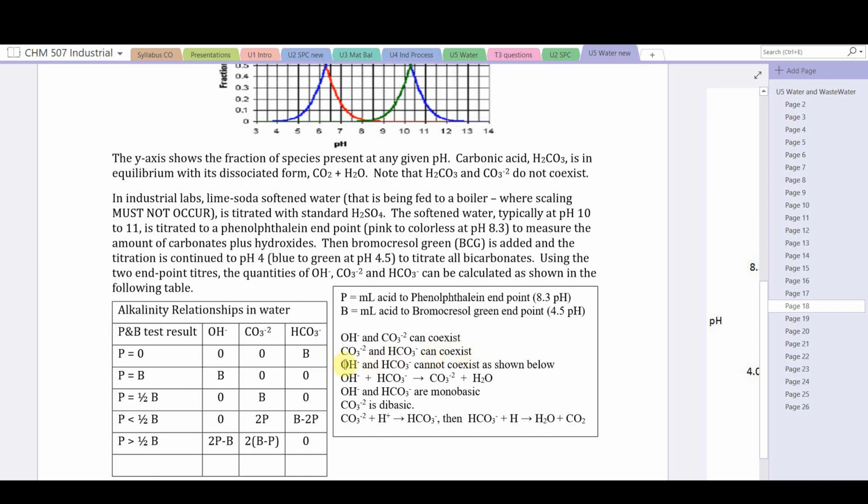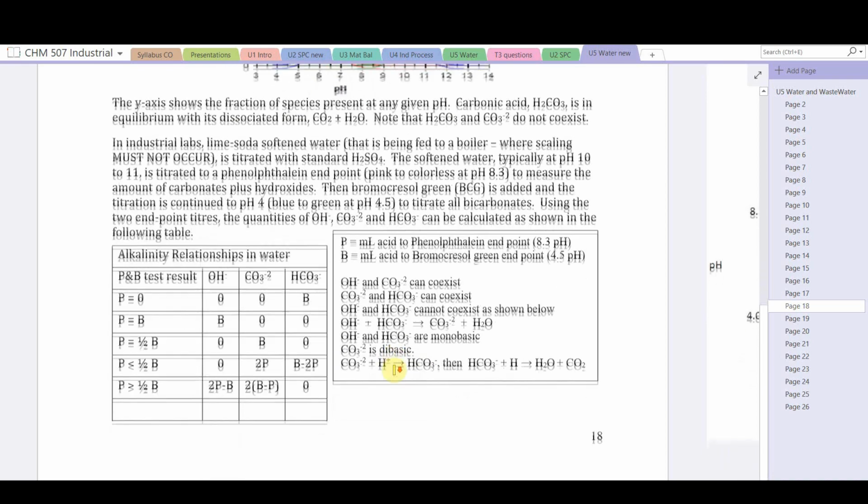But hydroxide and bicarbonate cannot coexist in the solution. Hydroxide is a strong base. Bicarbonate is amphoteric. It'll react with hydroxide to produce carbonate ion. So hydroxide plus bicarbonate produces carbonate. You cannot have these two species present in solution together. They will not coexist. They'll react.